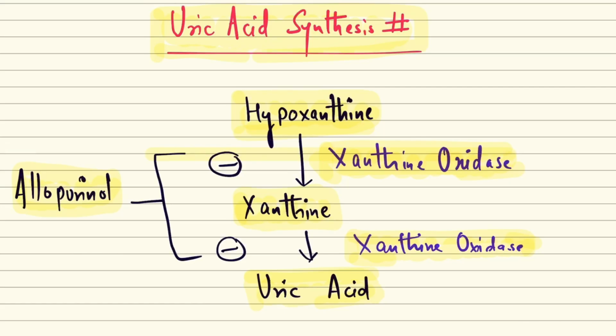So friends, we will continue our topic on drugs which are used in chronic gout. We have already discussed the uricosuric drugs. Now we are discussing the uric acid synthesis inhibitors. The drugs in this group include allopurinol and febuxostat. First, we will be talking about allopurinol.